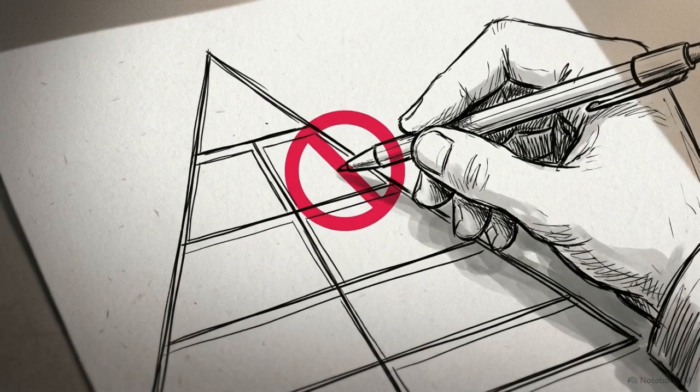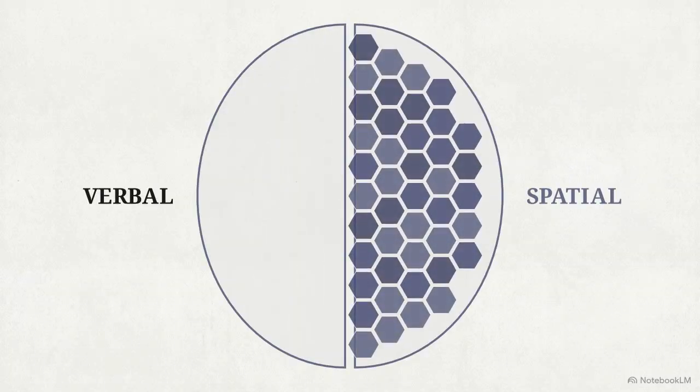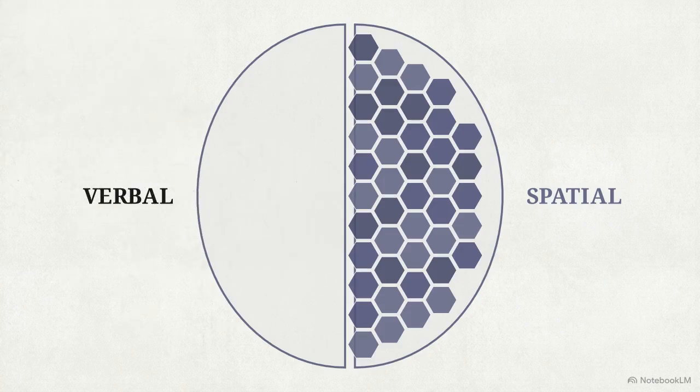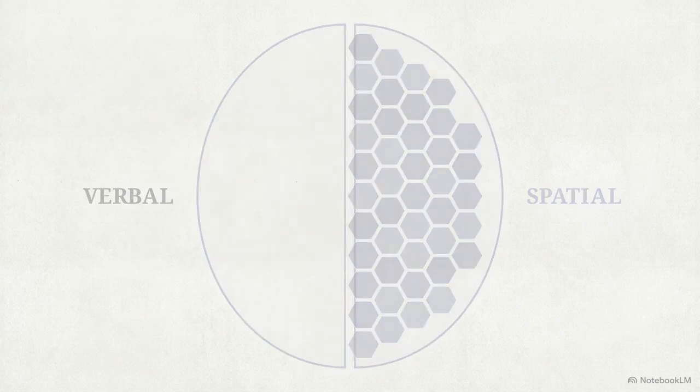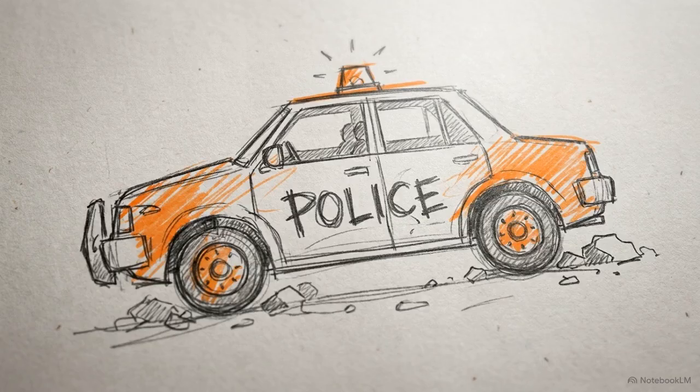Now, the absolute constraint: you cannot write a single word inside the cells of the pyramid. Translating your life story into symbols engages your brain's spatial processing. This makes it harder for your intellect to manipulate the narrative as it does with speech. There is one exception. You may use text on recognized symbols to clarify a drawing, such as H for a hospital or police on a vehicle.